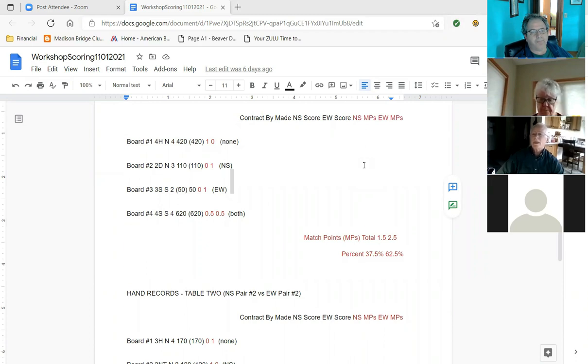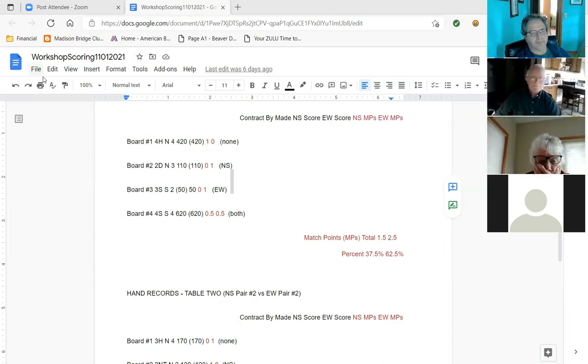What we're trying to focus on here are two different things. One is how duplicate bridge is scored, which is very different than how social bridge is scored. And the other is to talk about the many differences between social bridge and duplicate bridge. Even though they are exactly the same game, they are conducted very differently. And it may take 2 sessions to do this.